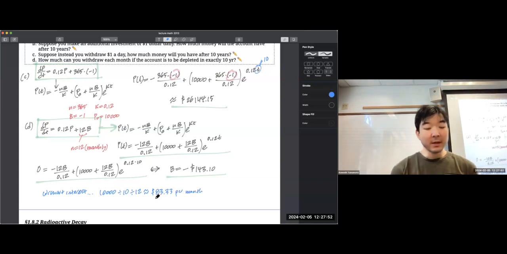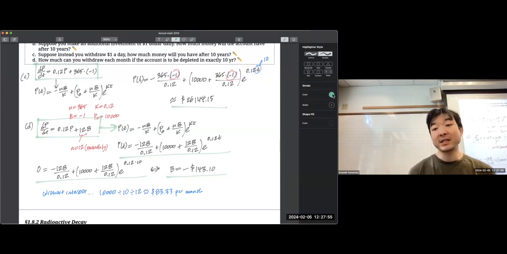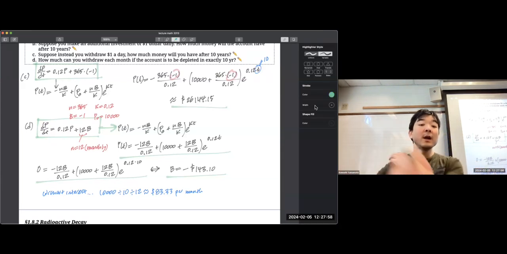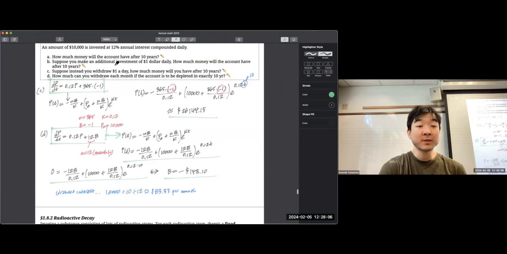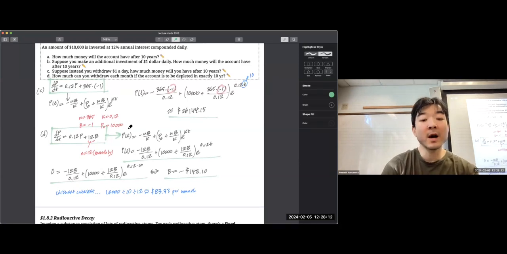So without interest, if you wanted to take your $10,000 and just spread it out over 10 years, how much you can withdraw per month is only $83.33. But if you have this annual interest rate of 12% and you're withdrawing an equal amount every month, and you want it to deplete all that money, it's not going to be just 83. It's going to be at least 50% or 70% higher than that, because you're also gaining from interest. So you're able to pull out more money than just dividing your original principal across 10 years.